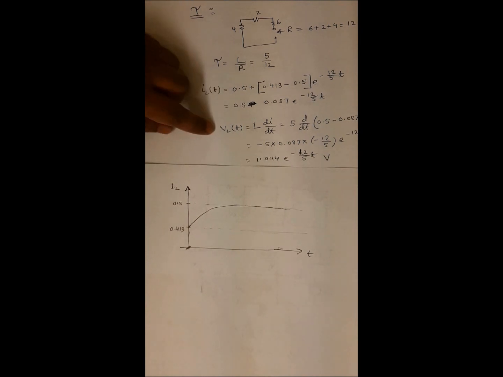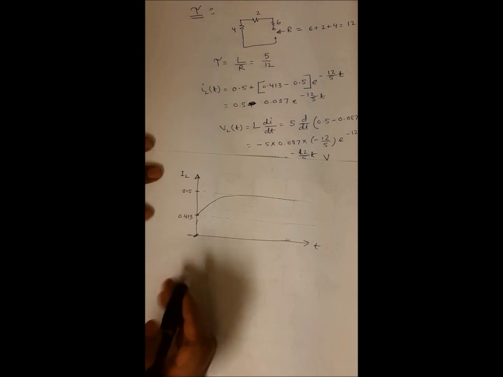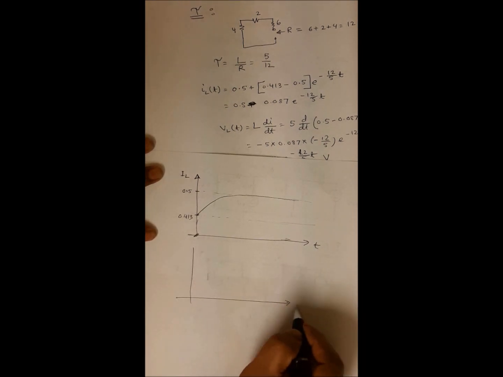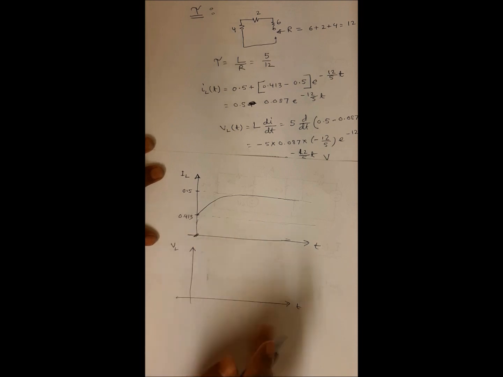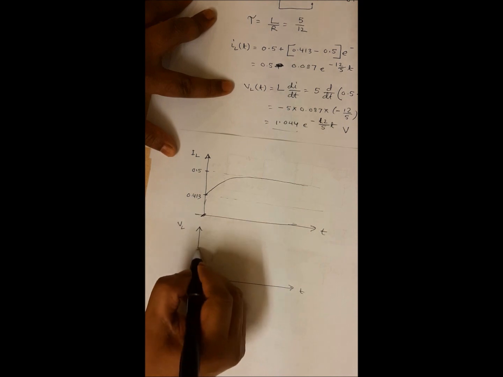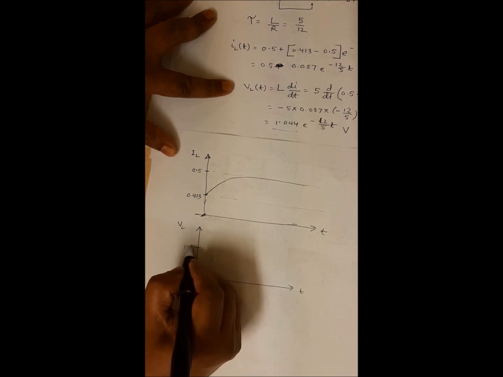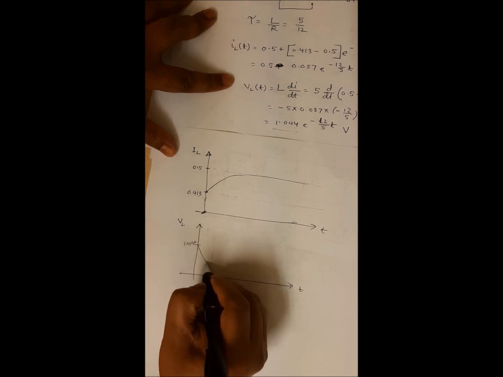You also can plot the voltage versus time graph from here. So if you see the voltage versus time, this is time, this is voltage, so this will be exponentially decaying, starting at 1.044. So let's put 1.044 here, and it goes like this.